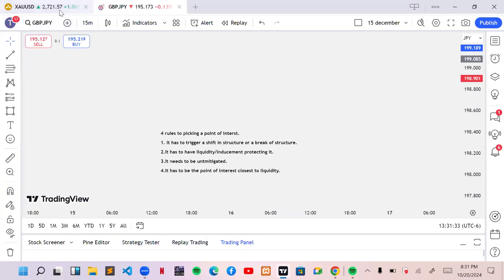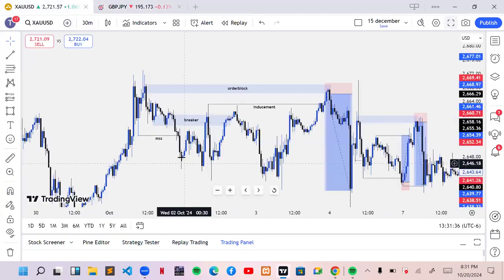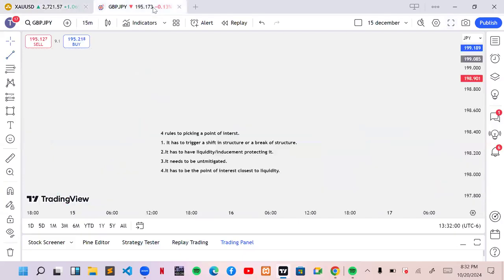Third rule, it needs to be unmitigated. And this is where it comes in. Now, this is our breaker block, this is our other block. But this is our breaker block. Because remember, I said mitigation is when market price comes to tap a point of interest after a shift of market structure. This is our breaker block right here, and this is our other block. But after the shift of market structure, market actually came back to tap into this breaker block, meaning that this breaker block has now been mitigated, now disqualifying it from our point of interest that we can use to take a trade.